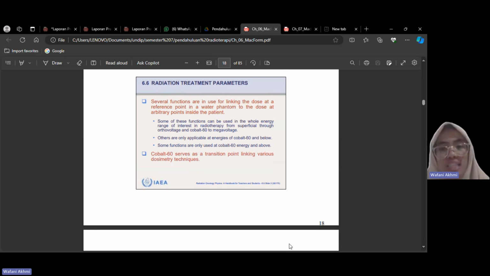Several functions are in use for linking the dose at a point in a water phantom to the dose at an arbitrary point inside the patient. Some of these functions can be used in the whole energy range of interest in radiotherapy, from superficial through orthovoltage and cobalt 60 to megavoltage. Others are only applicable at energies of cobalt 60 and below. Some functions are only used at cobalt 60 energy and above. Cobalt 60 serves as a transition point linking various dosimetry techniques.